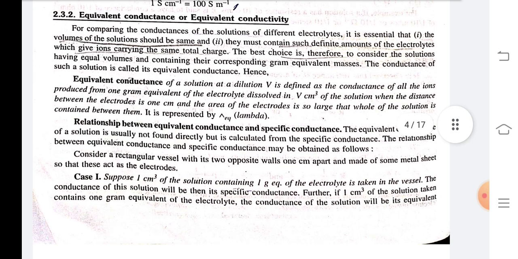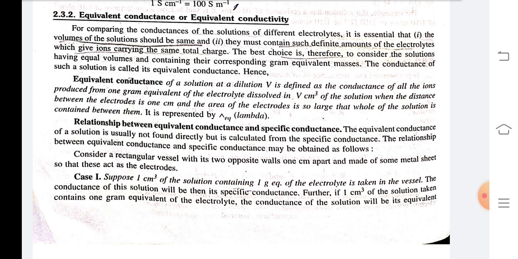Hence, equivalent conductance of a solution at a dilution V is defined as the conductance of all the ions produced from 1 gram equivalent of the electrolyte dissolved in V centimeter cube of the solution, when the distance between the electrodes is 1 centimeter and the area of the electrodes is so large that the whole of the solution is contained between them. It is represented by lambda equivalent. Relationship between equivalent conductance and specific conductance.